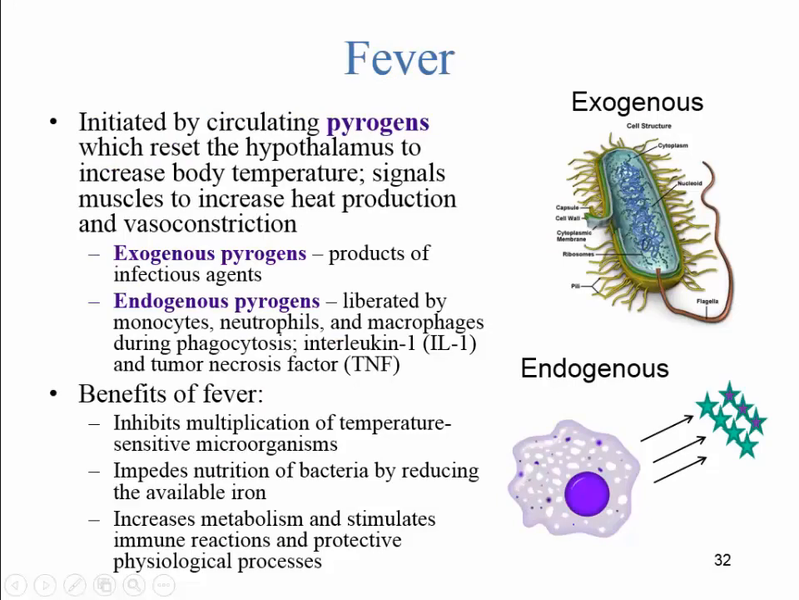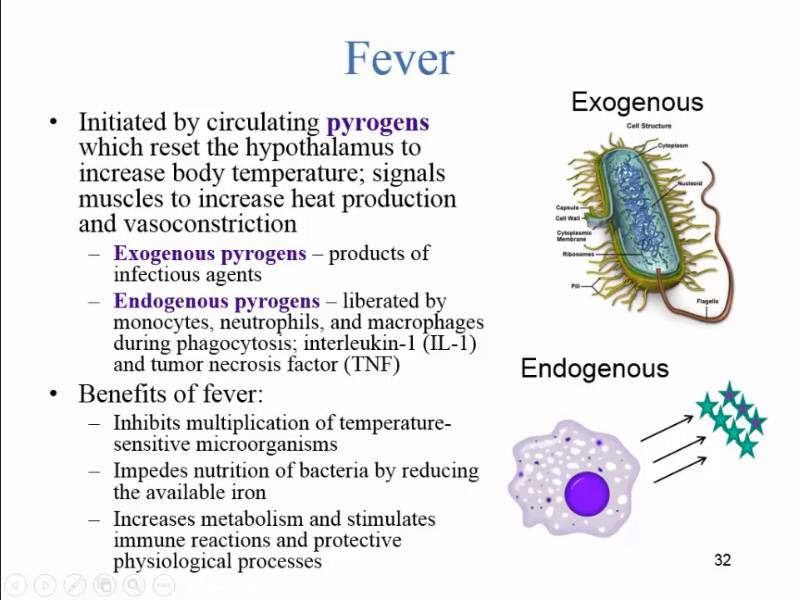Fever. Fever can both be beneficial and detrimental to the host cell body. Circulating pyrogens can reset the hypothalamus to increase the body's temperature. These circulating pyrogens can come from two different sources. For example, they could be exogenous pyrogens, meaning that they are obtained from foreign agents such as a prokaryote or a bacteria, or they could be endogenous pyrogens. These are pyrogens that happen to be liberated by our immune cells, such as monocytes, neutrophils, and macrophages. Examples include interleukin-1 and tumor necrosis factor. So you can see here this macrophage has secreted our awesome pyrogens trying to fight the infection.